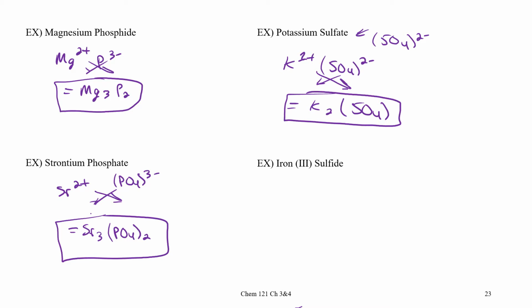So next we have the Roman numerals, and we have iron(III) sulfide. It tells us right here that we have iron 3+, and we have sulfide, and we know sulfur is going to be 2-. Since we're not 1-to-1, if we cross our charges, we get Fe2S3, and that would be your answer.